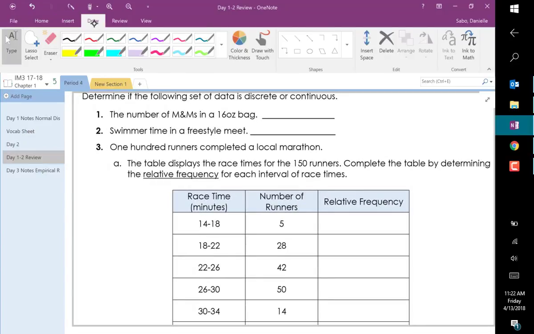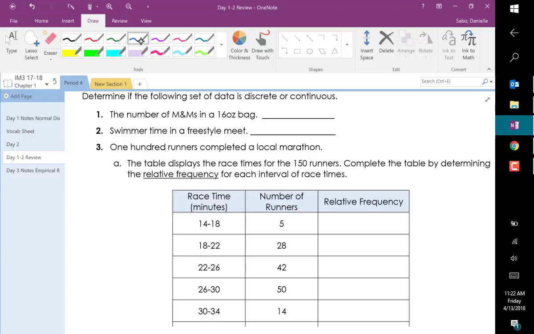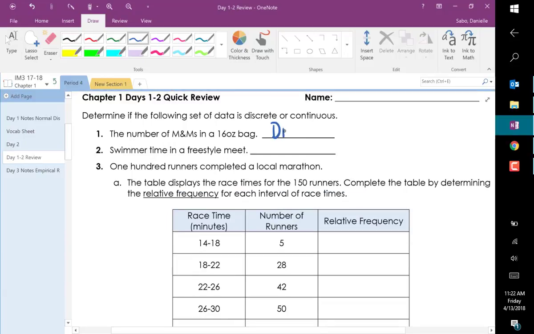So, M&Ms, if you were able to count, which is really ironic, I didn't even plan this. If I were to count these, can I count them? Yes. So it's discrete. Discrete means that you can count it on your fingers. And usually when you see the number is kind of what's going to help you there. What about number 2, swimmer time in a freestyle meet? It's continuous. And that time is what's telling you. Anything dealing with time is going to be continuous because time doesn't stop. It keeps going. Yes, you can't measure that.